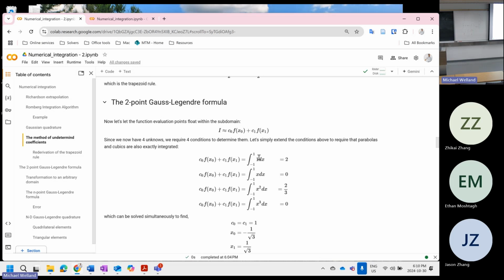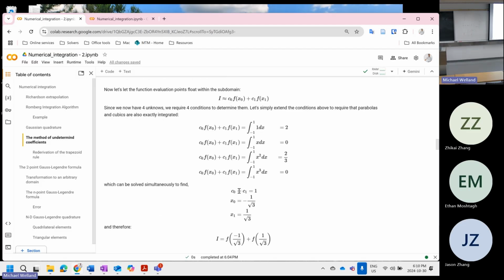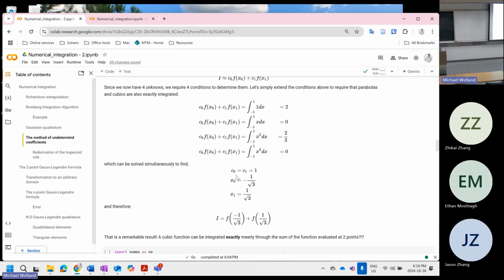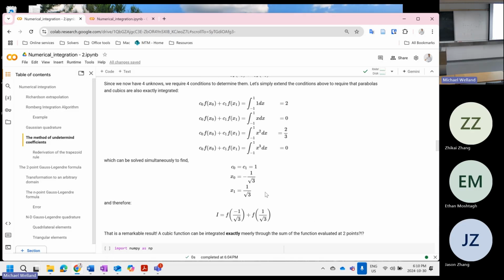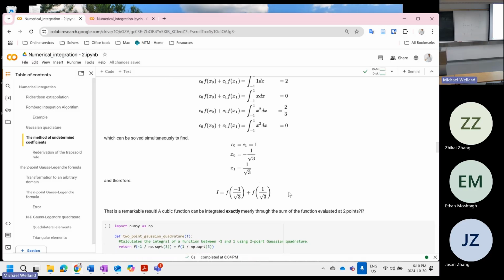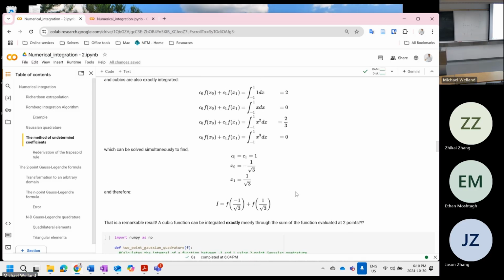So let's rewrite this, right? For the constant 1, f is equal to 1, we get an answer. F is equal to x, we get another one. X squared, we get 2/3. X cubed, we get 0 again because it's a symmetric odd function. And we solve. Standard linear solver. Actually, no, this isn't linear, right? Because this is a nonlinear solver. We solve it. What we get are these. C0, C1 is equal to 1. X0 is negative 1 over root 3. And 1 over root 3 is the other one.